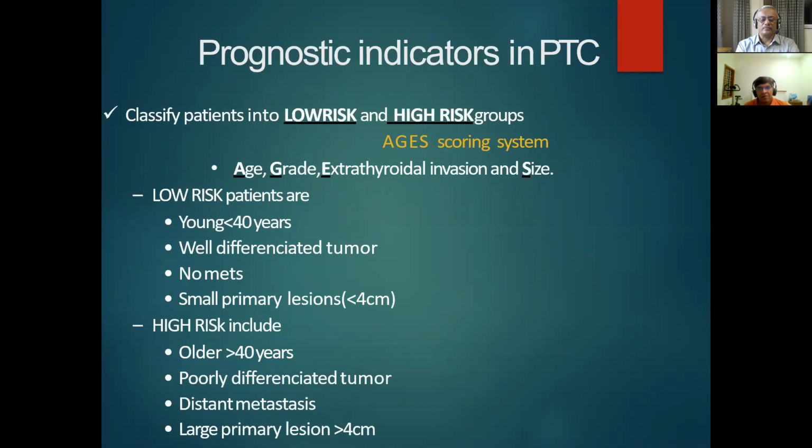Yes, sir. So, prognostic indicators in papillary thyroid carcinoma, we classify patients into low risk and high risk groups. Low risk patients are younger than 45 years, sorry, sir, 45 years and well differentiated tumor with no mets.